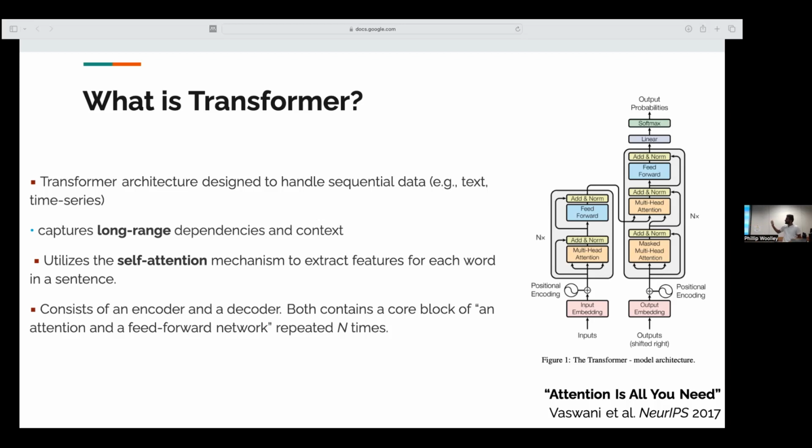All of these have a base layer, which is called the core of the transformer. It has multi-headed self-attention followed by a feed-forward layer. This particular thing is called a layer, and you repeat it n times. So you have an n-layered network.